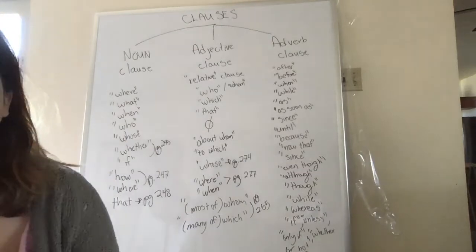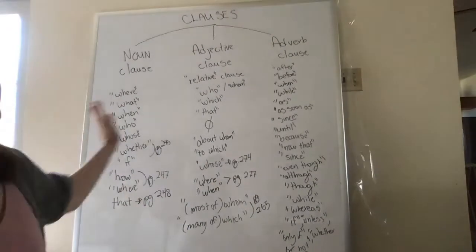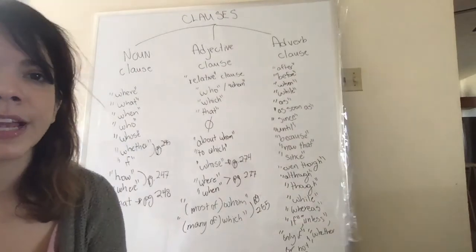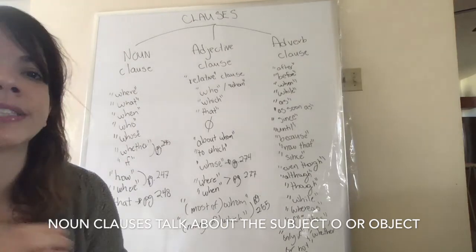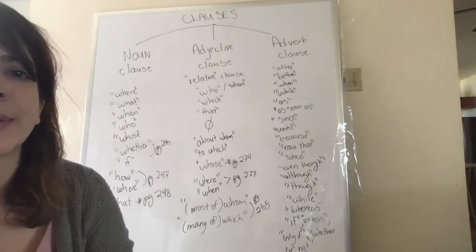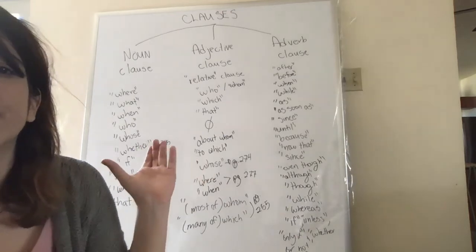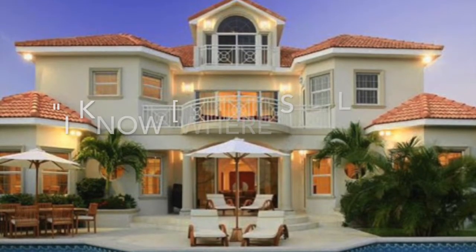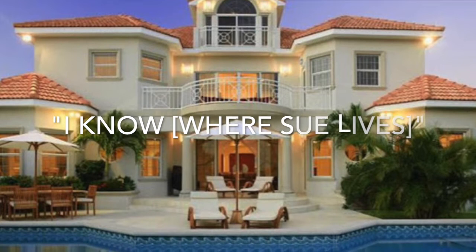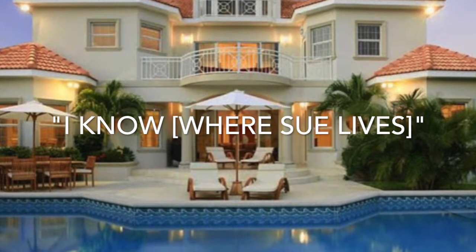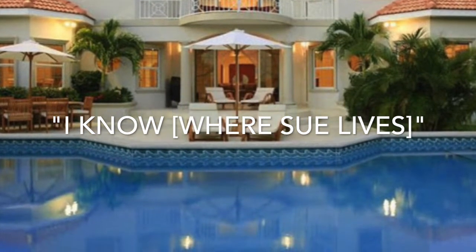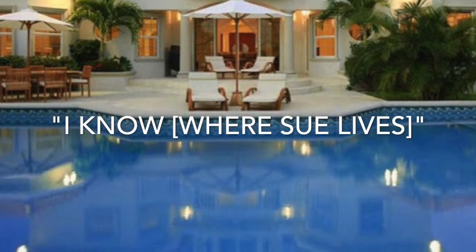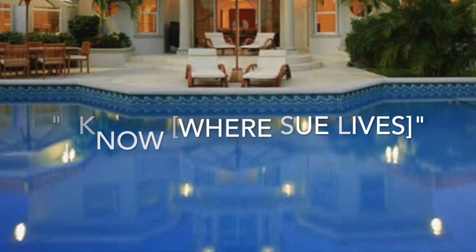In terms of the differences between all the clauses that we've discussed, noun clauses tend to be in subject position, and they're a string of words that refer to the person, the event, or the place that we're talking about. So they fulfill the role of a subject or an object. For instance, in the sentence, I know where Sue lives, where Sue lives is a noun clause about place, and it's in object position because it's following the verb know.